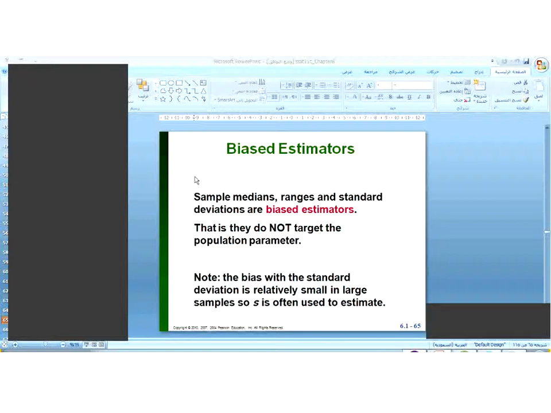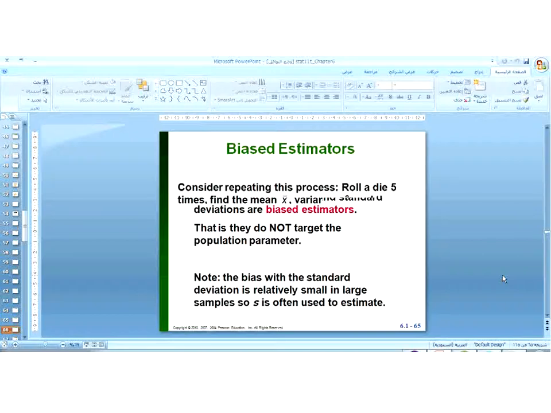So if I ask you which is better, the mean or the median, as an estimator for the population, which one would you choose? Which is better? The mean is better, of course. The bias with the standard deviation is relatively small in a large sample, so it is often used to estimate. So if I have a large sample, in this case the standard deviation will be an unbiased estimator, because the bias is very small, and in large samples it is very, very small. So in this case the standard deviation will be a good estimate.